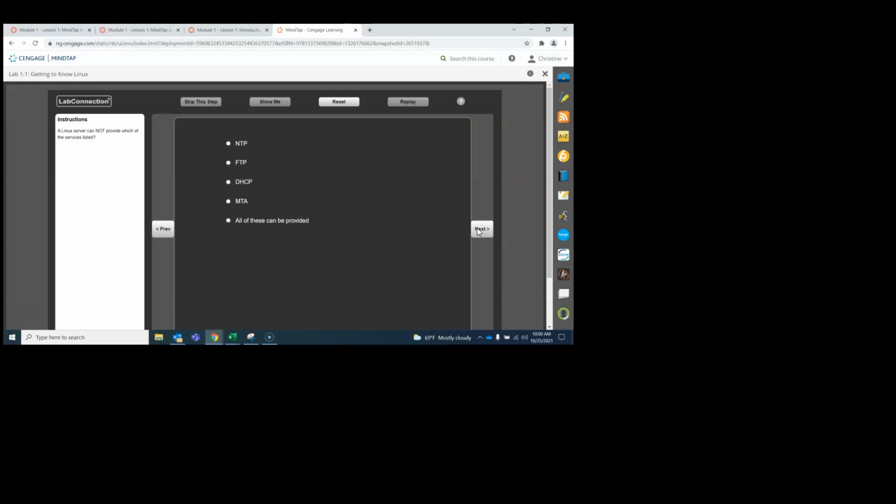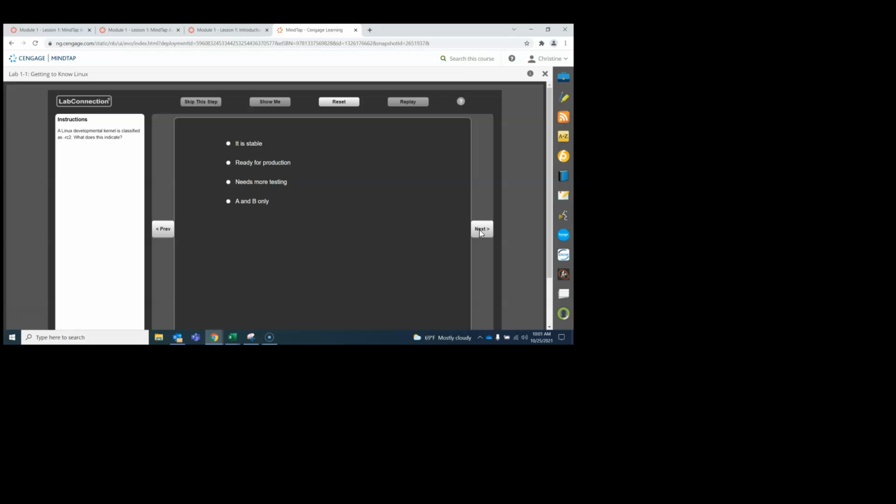A Linux server cannot provide which of the following services? They can provide all of them. Which of the choices is not used to identify the Linux kernel version? They don't have a name. 4 would be the major. 18 is the minor number. And 8 is the revision number.